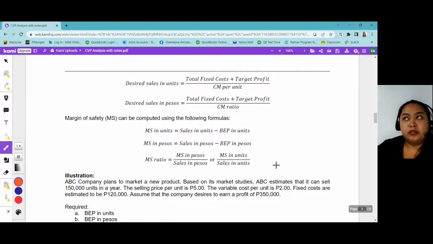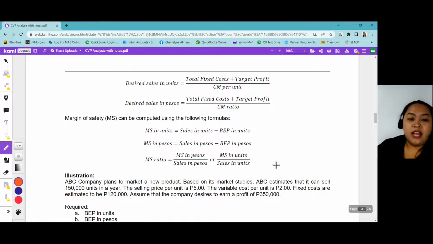Magagamit din natin yung CVP analysis para malaman natin kung ilang units ba yung dapat nating mabenta if we have a target profit. Okay? So kung meron na tayong target profit involved, mako-compute natin yung target profit using CVP analysis. So, para malaman mo kung ilan ba yung dapat mong mabenta to attain a certain profit, the formula will be your total fixed cost plus target profit divided by CM per unit. That will be equal to the sales in units.